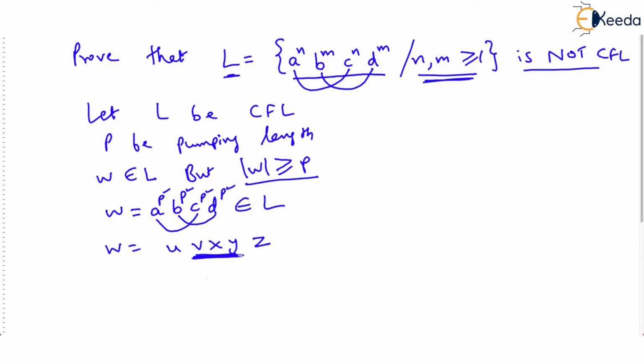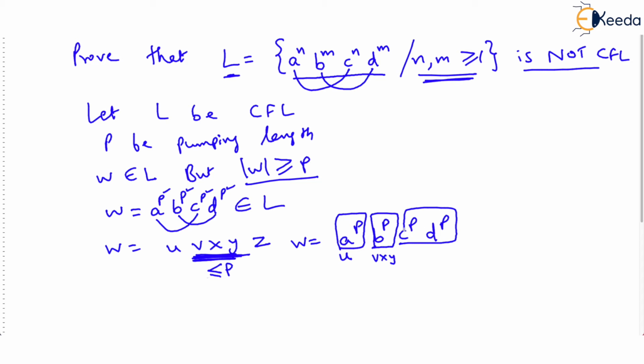But the length of vxy can be less than or equal to P. So what's my plan? I will assume that vxy is this. I'll better write it again. a raised to P, b raised to P, c raised to P, d raised to P. This is the word. I'll assume that these P number of b's together is vxy. So a raised to P is u, and this entire thing is z. Have you preserved the rule? Yes. The length of vxy is exactly P, and that is allowed. The length of vxy can be at most P, isn't it?